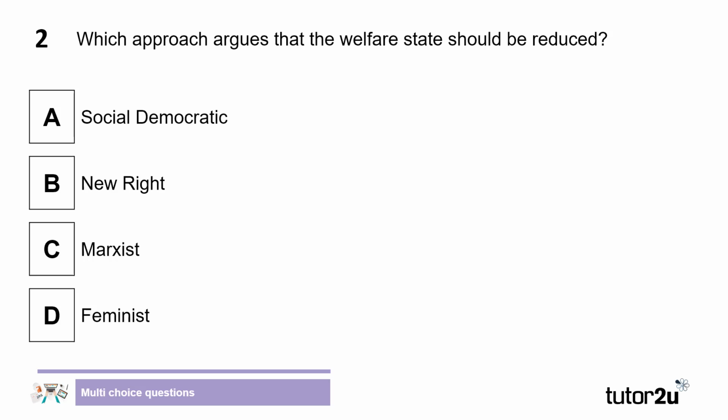Question number 2. Which approach argues that the welfare state should be reduced? Is it the social democratic approach, the new right, Marxist, or feminist approaches? The correct answer is the new right. They believe in a small state and personal responsibility. They would argue that gaining employment is a way in which you can reduce poverty.